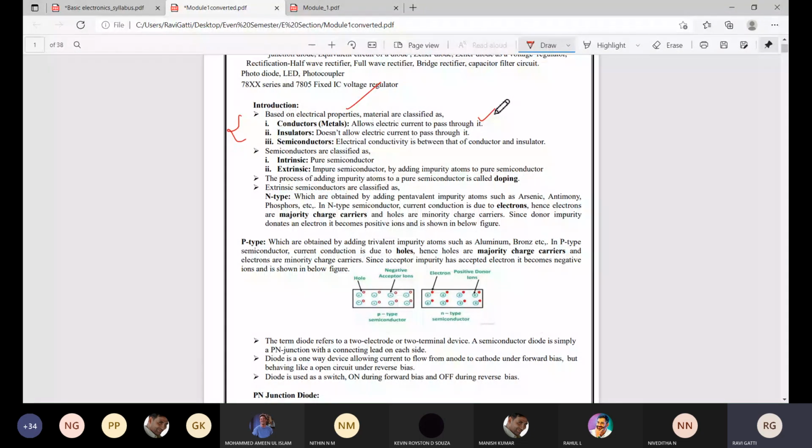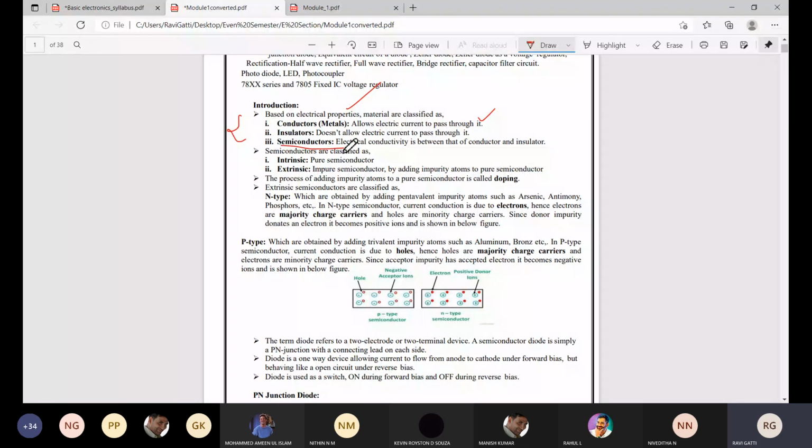There is one more type of material, intermediate between conductors and insulators, and those materials we call semiconductors. At room temperature, these semiconductors will not exhibit much conductivity. But if we apply some external influence, let's say by increasing the temperature, we can increase the conductivity of such a material. Such materials we call semiconductors.